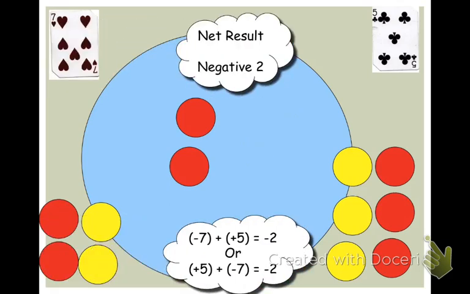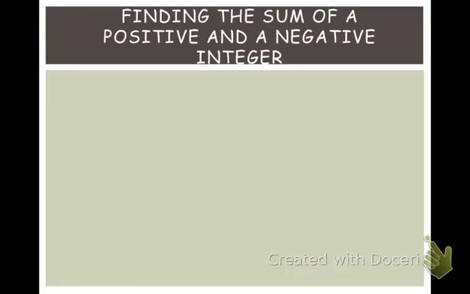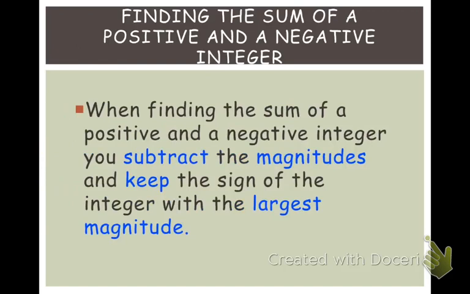And that would be negative 7 plus positive 5 equals negative 2, or positive 5 plus negative 7 equals negative 2. Regardless of how we write it, it is still true because of the commutative property of addition. So, the rule for adding two different integers, as in a positive and a negative, or a negative and a positive, is this. We look at the magnitudes again.